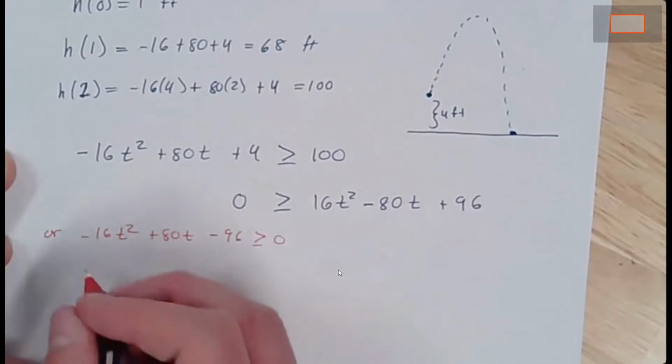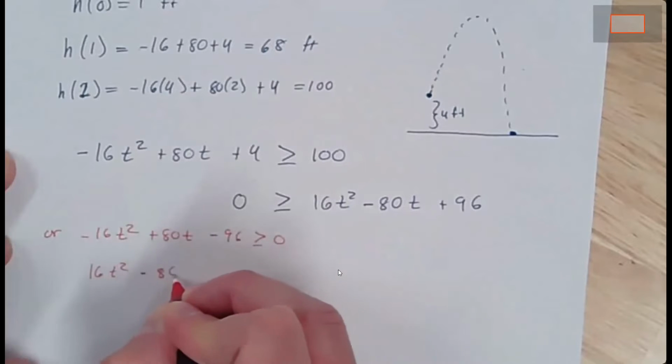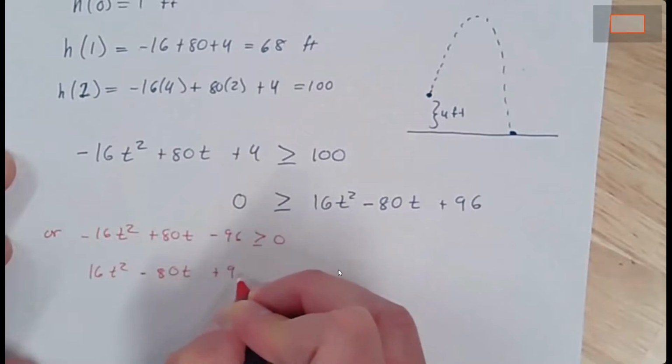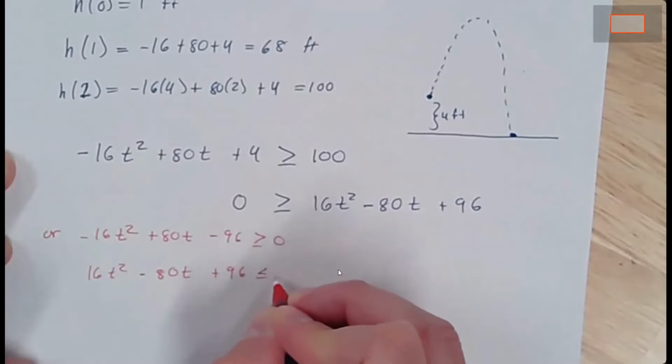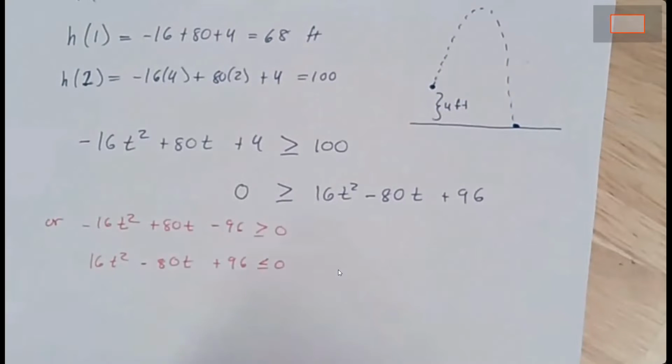And then if you multiply both sides by negative 1, you get 16t squared minus 80t plus 96 is less than or equal to 0 because when you multiply an inequality by a negative, you change the direction of the inequality. And it's the same. I know it's written slightly differently, but this less than or equal to 0 is the same as 0 bigger than or equal to this. So do it whichever way you like, right? They both work.